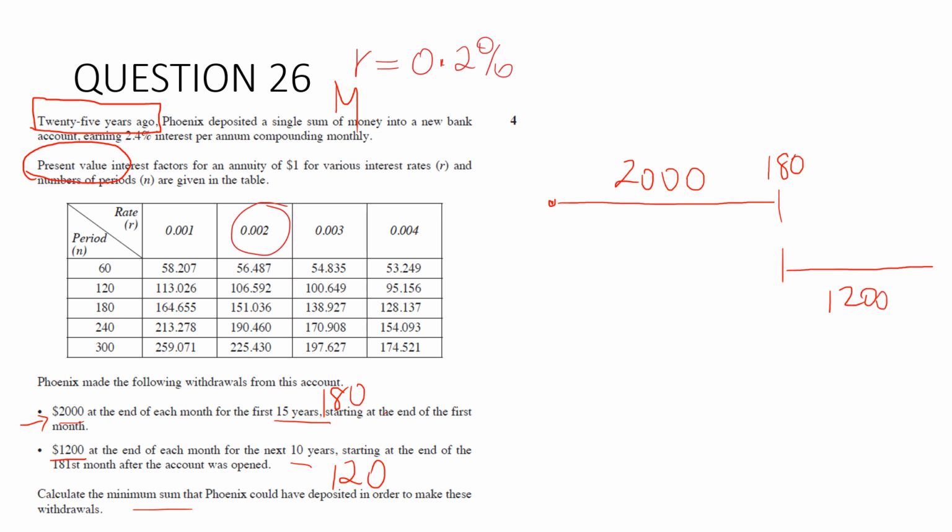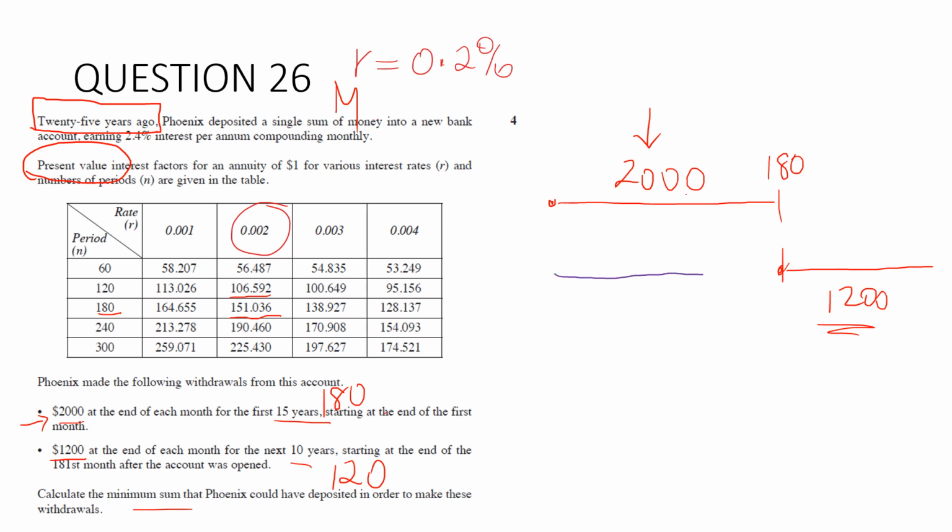Now, it's really easy to work out what the present value of this $2,000 is. We would just look this up and do 151.036 times 2,000. But this one is problematic because if I do 1,200 times 106.592, that's going to bring it back to here. And that's a problem. So arguably the easiest way is to work this out.